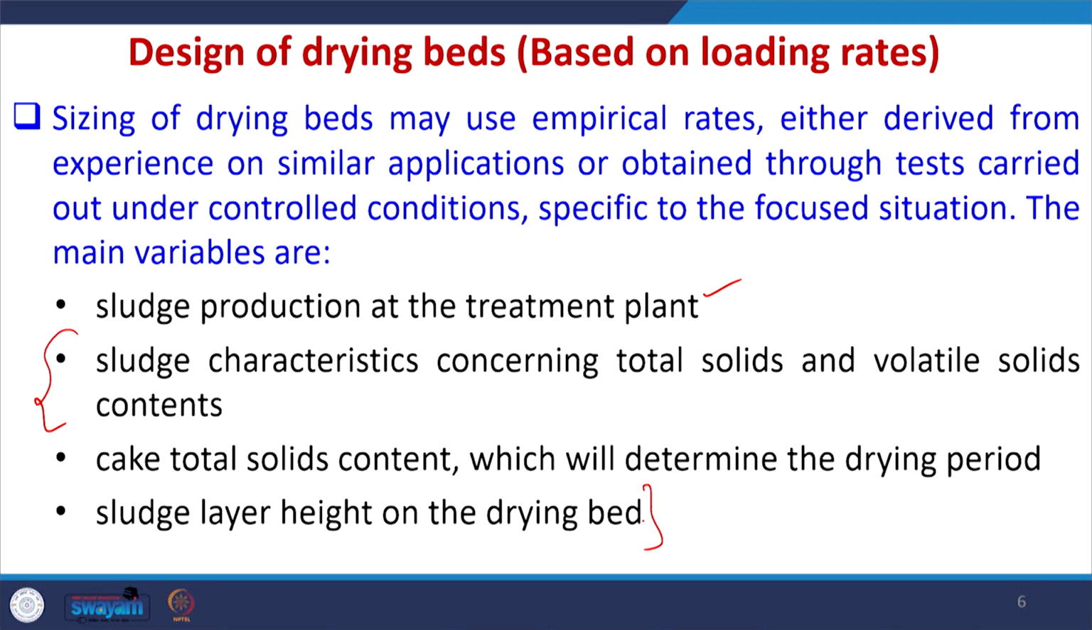Now, in addition we have the cake total solid content which determines the drying period and the sludge layer height we have to keep in the drying bed. So, this is a very important factor that we have to take care of during the design of the drying beds.